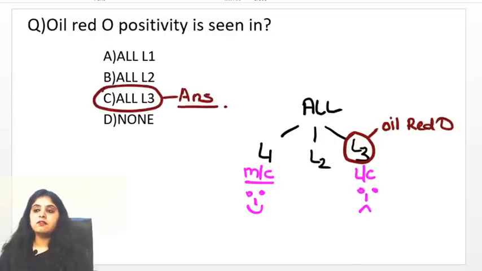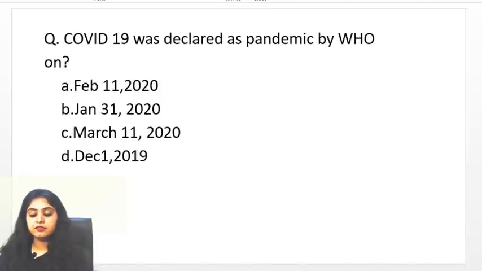So remember, L1 is most common, and thankfully God has made it the good prognosis. L3 is least common and has the worst prognosis, but thankfully it's least common, okay? And oil red O positivity also comes in ALL L3. Coming to the next question.